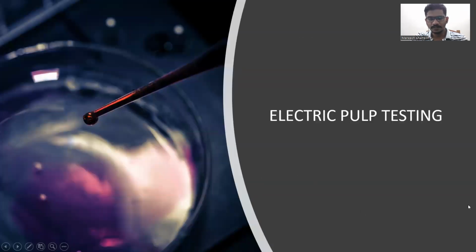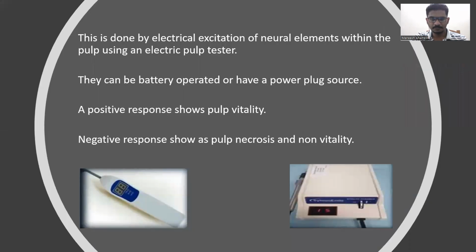Now let's move on to electric pulp testing, which is another method of testing other than thermal. Here we are using electric current to elicit a response in the pulp. This is done by electrical excitation of neural elements within the pulp using an electric pulp tester. They can be battery operated or have a power plug source. A positive response shows pulp vitality. Negative response shows pulp necrosis and non-vitality.